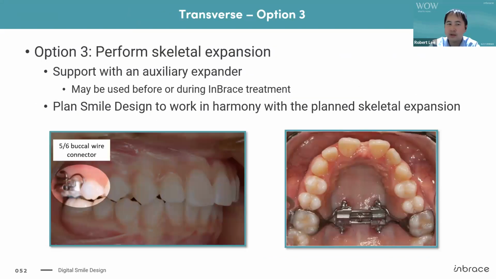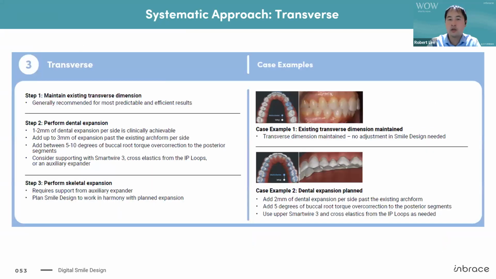Last option is to do some skeletal expansion. In this case, you would use an auxiliary expander. Could be used before or during treatment. And if you're going to do it during treatment, just make sure to plan the SmartWire to work in harmony with the planned expansion. Again, this is where I'm saying, if you're going to plan expansion, then you have to also plan the expansion in the SmartWire. If you don't plan expansion in the SmartWire, it's kind of fighting what the expander is doing. So again, this is all covered in the reference guide.